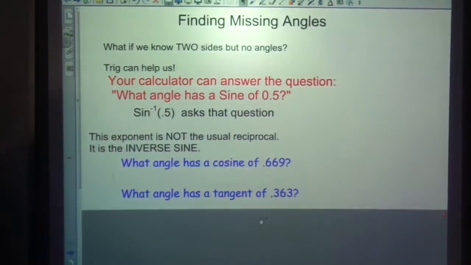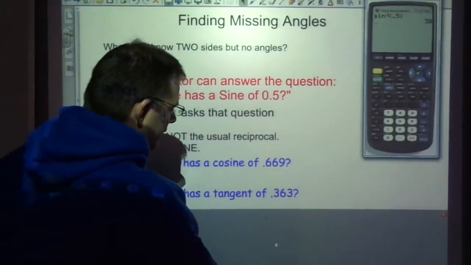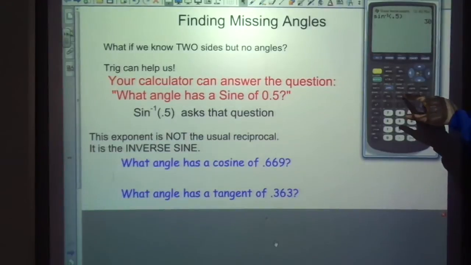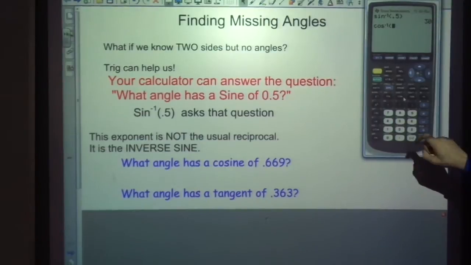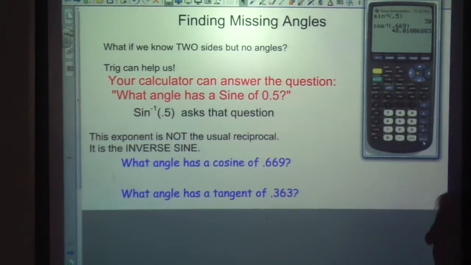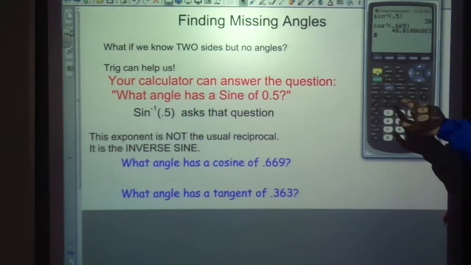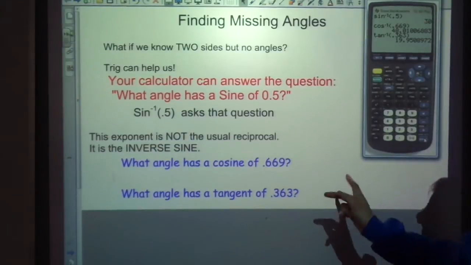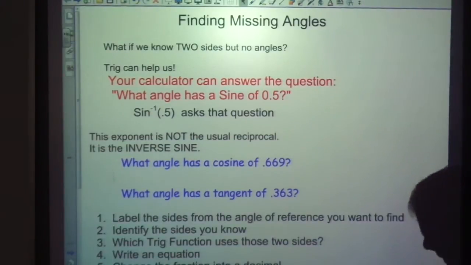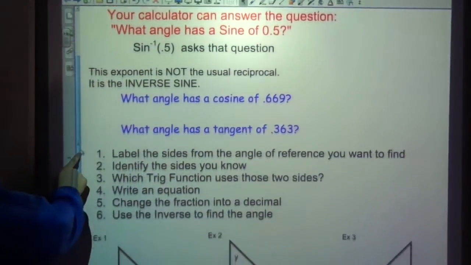What angle has a cosine of 0.669? Again, we can do the same thing. Here's cosine, and right up above it is inverse cosine. So if I go second cosine, that's my inverse, 0.669, and enter, 48.01. And the last one is what angle has a tangent of 0.363? Inverse tangent of 0.363 is 19.9 degrees. So probably about 20 degrees is the angle that has a tangent of this, because we're always dealing a little bit with rounding. Okay? So here are some steps for you when this happens.